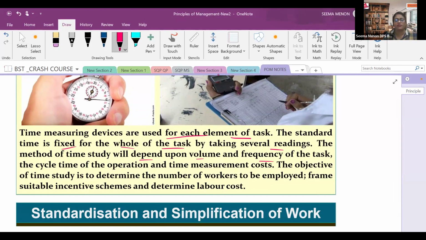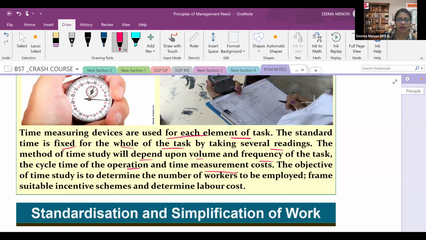Volume and frequency: how long the task is, how many times or how often it will be repeating. Task, the cycle time of the operation, that is also important. Time, measurement, cost, everything they will consider. Then only will they decide the method of time study. They will be deciding the time ultimately.